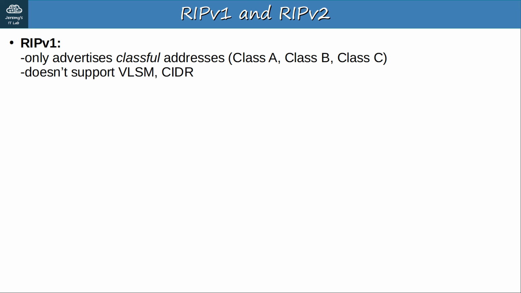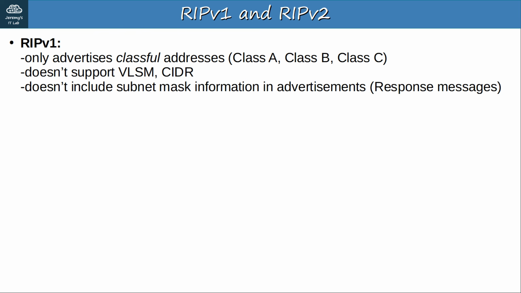my subnetting videos. In fact, when RIP version 1 advertises a network to a neighbor, it doesn't even include the subnet mask information in the advertisement. If the advertised network is in the Class A range, it is assumed to be /8. If it's in the Class B range, it's assumed to be /16. If it's in the class C range, it's assumed to be /24.